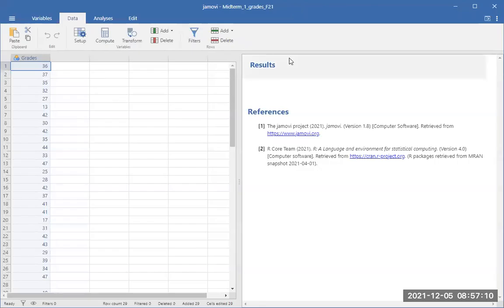So one of my last classes, their average midterm 1 score was 37.7 out of 50. Okay, this was for a class from several terms ago. And let's test the hypothesis that this class scored better than the last class on the first midterm. Okay, so I'm not testing that it's different. I'm testing that this class did better than the last class.